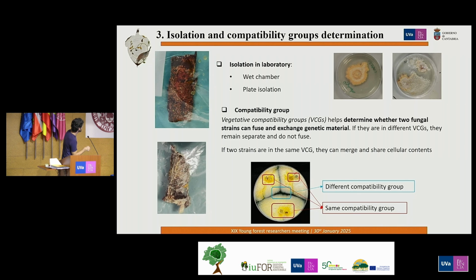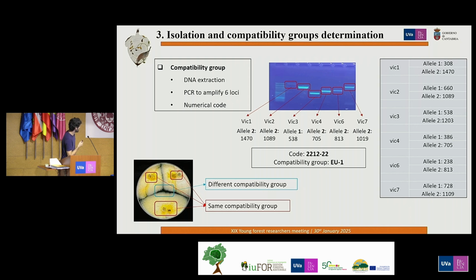We have here an example. These ones are from the same compatibility group, and these are from different ones, and these are from different ones. We can see that there are no mixes. To determine the compatibility group, we have to do DNA extraction first of all. Then we have to amplify the loci and determine the different compatibility with a PCR. For each fungus, we have to do 6 different PCRs because you need to determine 6 different peaks. With this, we get a numerical code. This is known from other studies, and in the bibliography there are papers that relate this code with the compatibility group. In this case, it is EU1.